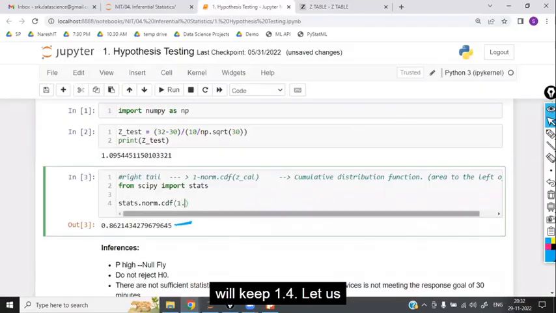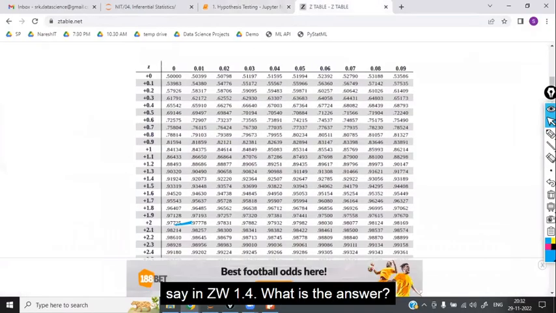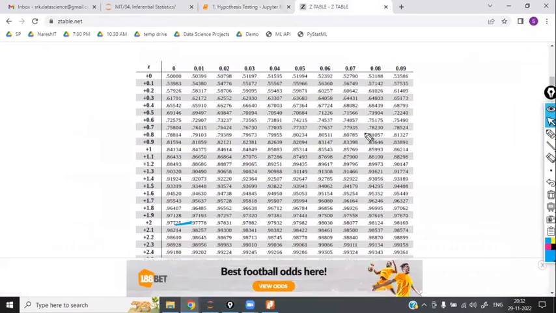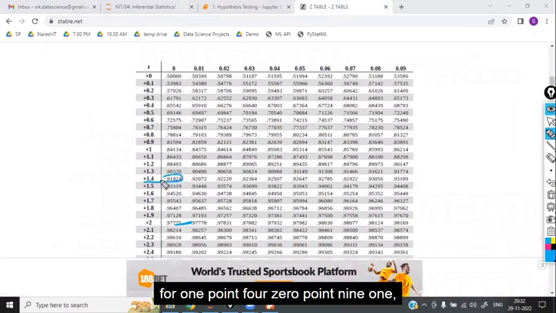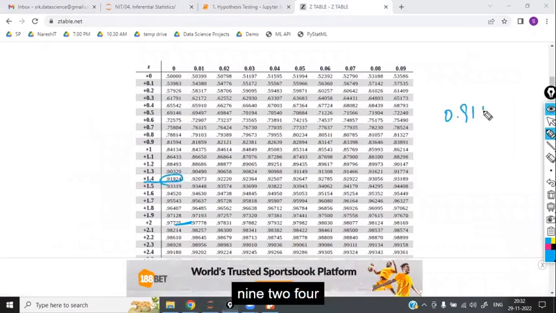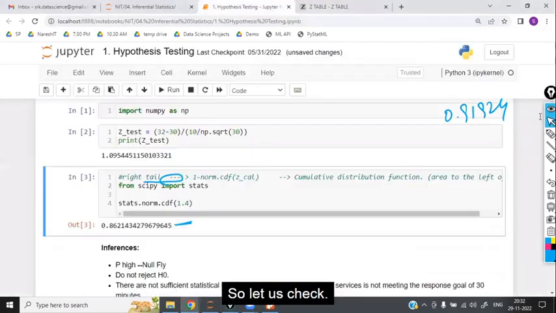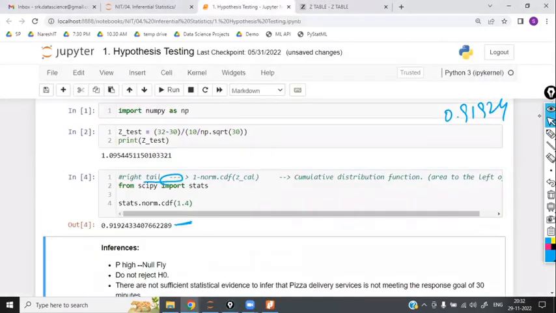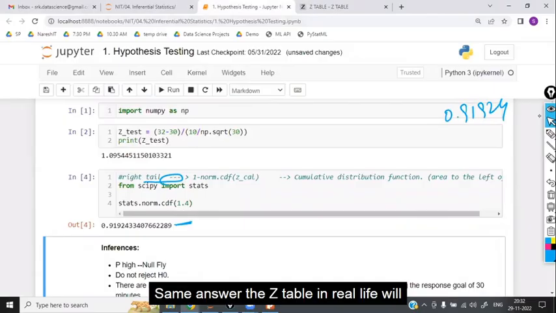Sir, let us try with another value. 1.4. We will keep 1.4. Let us see in the Z table for 1.4. What is the answer? For 1.4, 0.91924. So let us check. Same answer in the Z table.